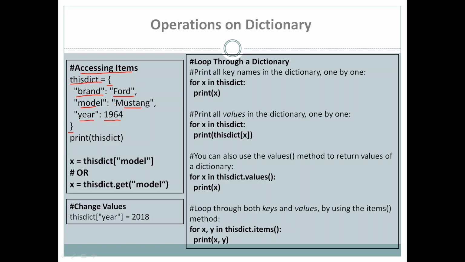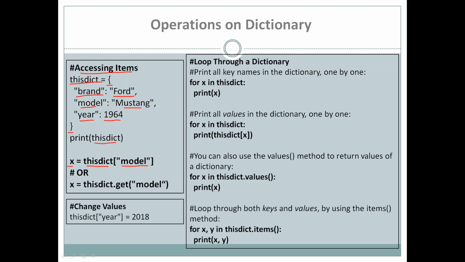Now to print the elements of a dictionary, we can directly use a print statement with thisdict, and it will print all the elements from the dictionary. Now here we will see how to access an element from a dictionary. If I want a particular value, how can I access that value? Suppose I want to access the value of key model, then I can use a statement like this: x is equal to the name of the dictionary, and in brackets the name of a key.